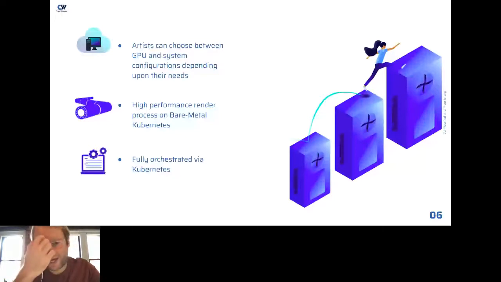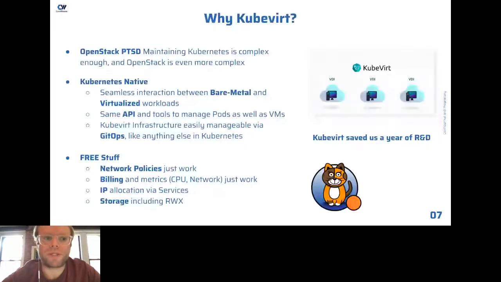So why did we choose KubeVirt? I've worked with OpenStack in the past, and when I got the request to build a VM infrastructure, my first thought was, oh God, we've got to deploy OpenStack. Not only do I think that OpenStack is extremely complex, it also would be another complex stack to run in parallel with an already pretty complex Kubernetes stack.